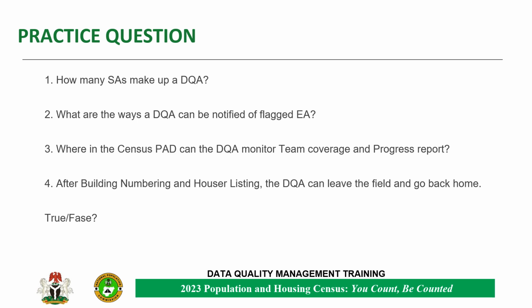After building numbering and household listing, the DQA can leave the field and go back home. True or false? False.